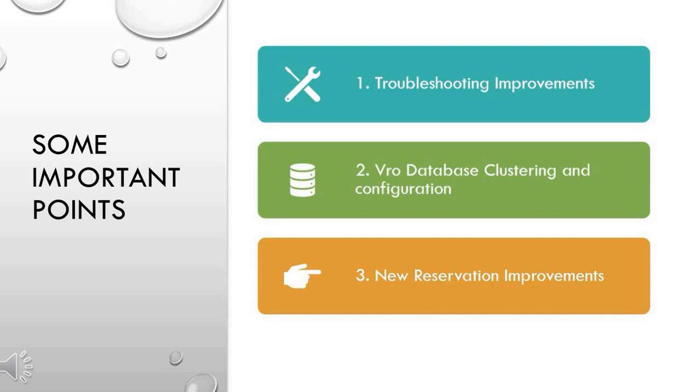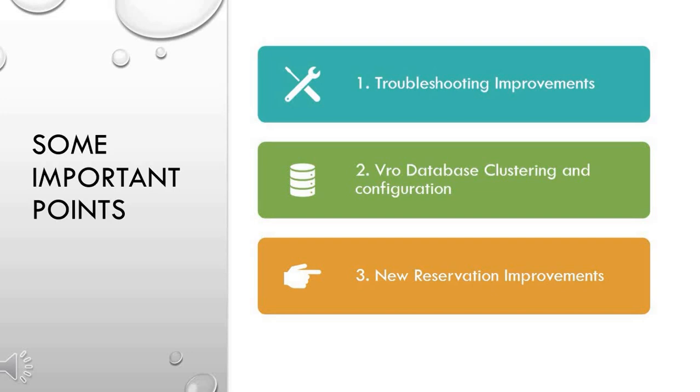There are some important points that need your attention. First, troubleshooting improvements. It includes improvements to force delete, resubmit failed and orphan deployments, post-migration validation, consistent log tracing across the solution, and exposing the trace ID to the vRealize Orchestrator plugin API.